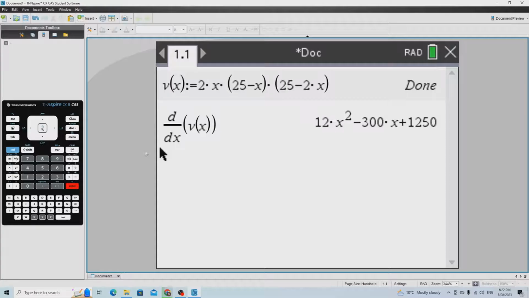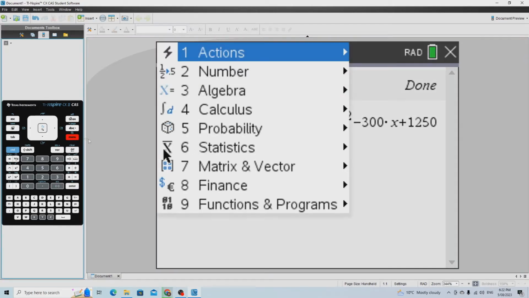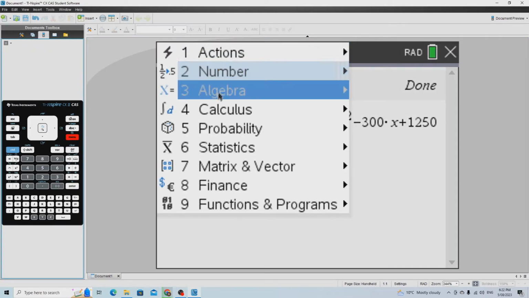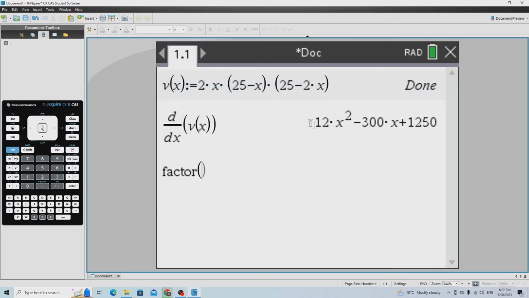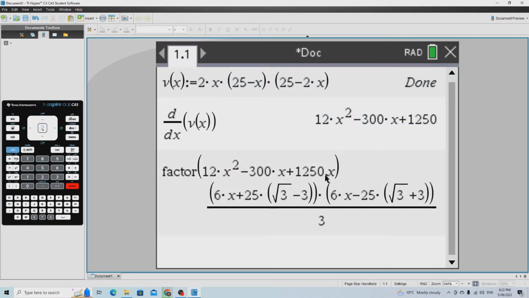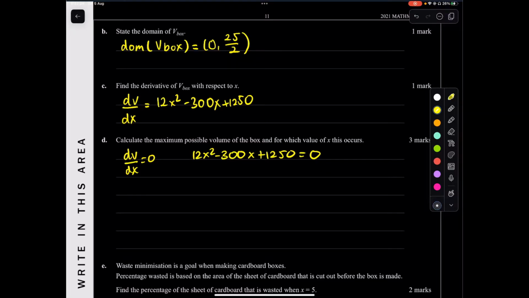Now, just to show extra working out, let's go on our calculator and go on algebra, factor this, comma x. Okay, no, don't do that. Just let's say something like this. So this is factorized anyway. So let's say we factorize it, and it gives us this. So 6x plus, oops, what happened there?